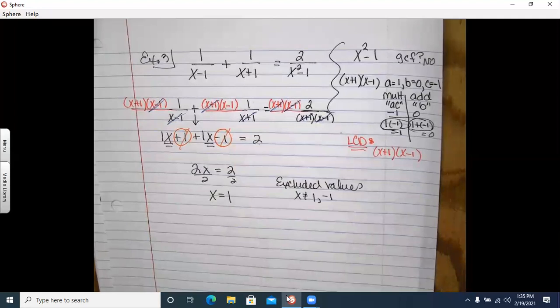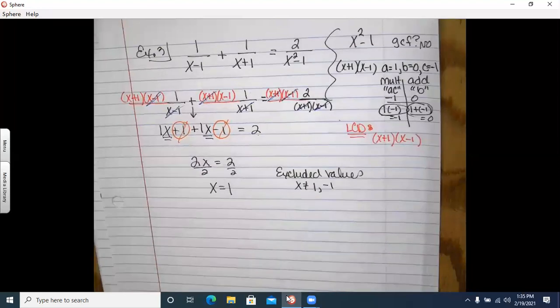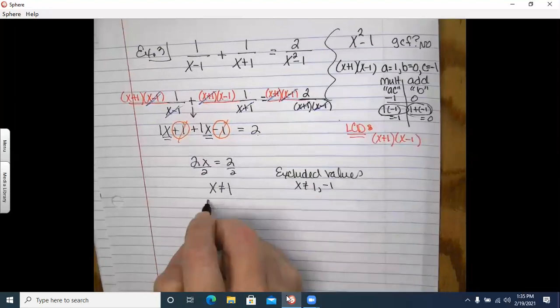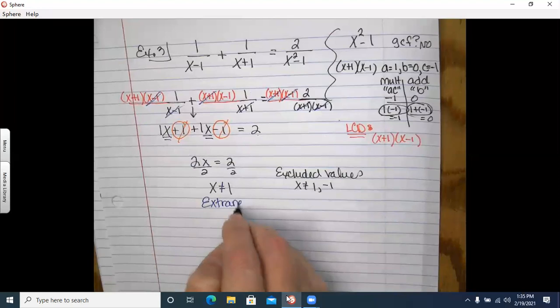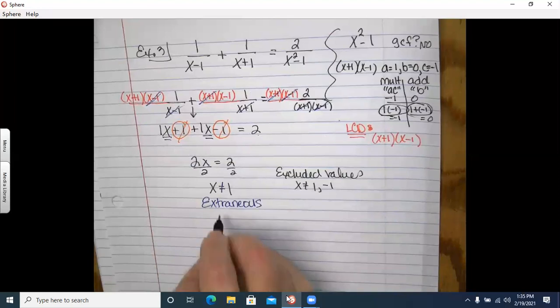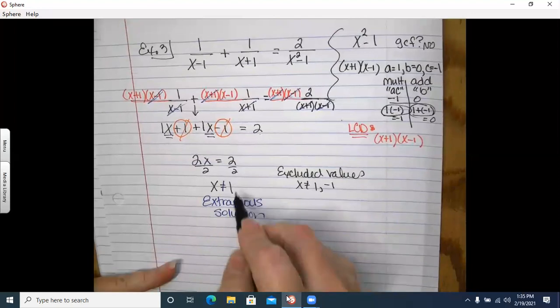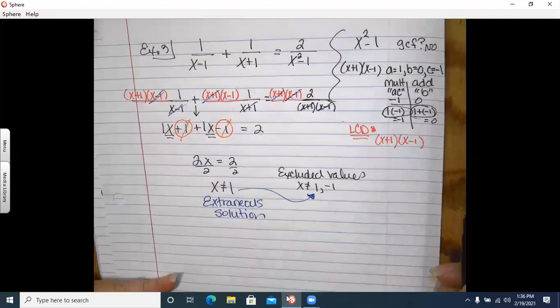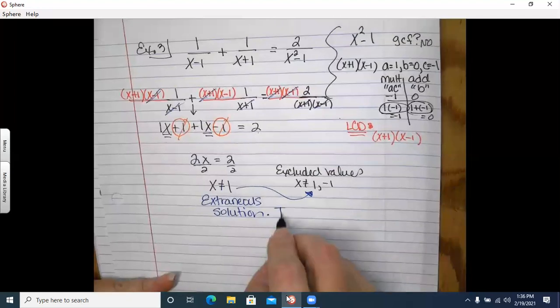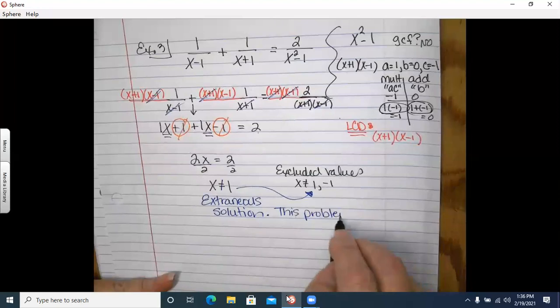Well, is my answer an excluded value? So is that actually my answer? No, it's not. And if you tell me it is, you're wrong. Now, I wouldn't mark the whole thing wrong. You did everything right beautifully, but you forgot to check for the excluded values. I would give you points for sure, but not all of them because it's really not the answer. So x equals 1, that's not true. So this is an extraneous solution because 1 is an excluded value. So this problem has no real solution.